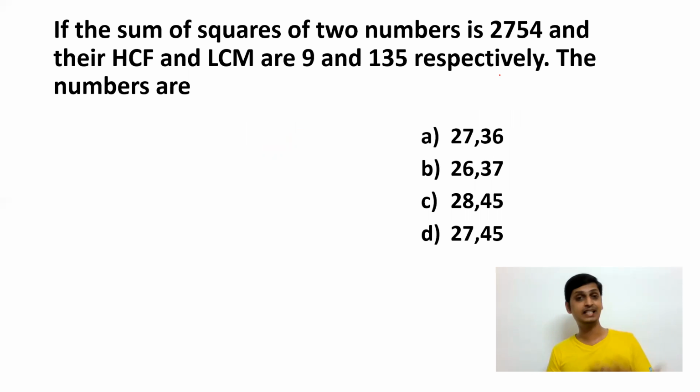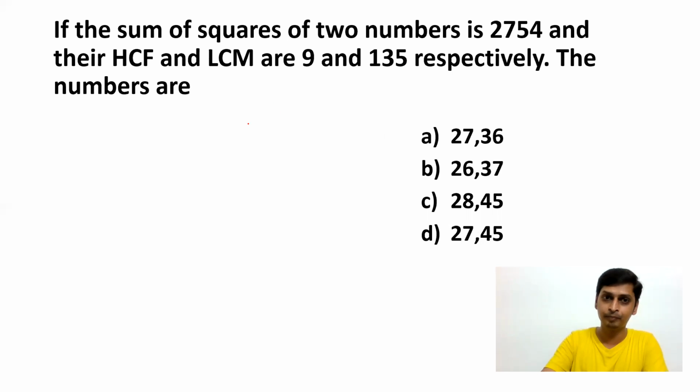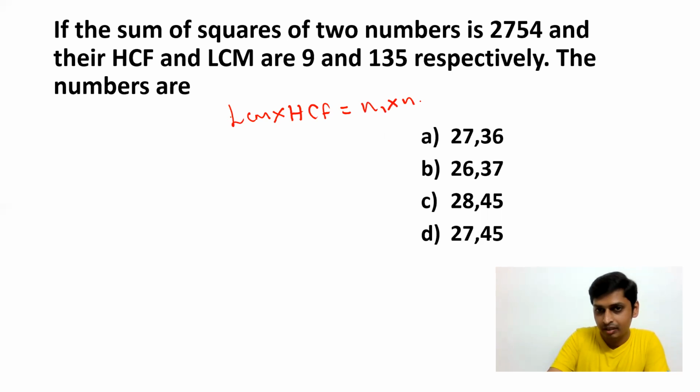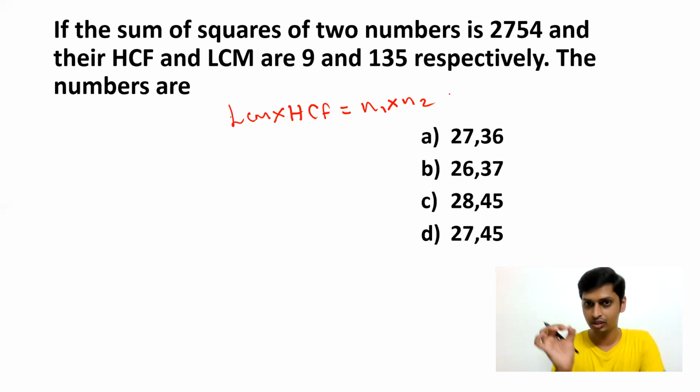So, a question based on LCM and HCF. We must know the property of LCM and HCF. The product of the LCM and HCF of any two numbers is equivalent to the product of the two numbers themselves. If you multiply any two numbers, that will be equivalent to the product of its LCM and HCF. So this is the rule.